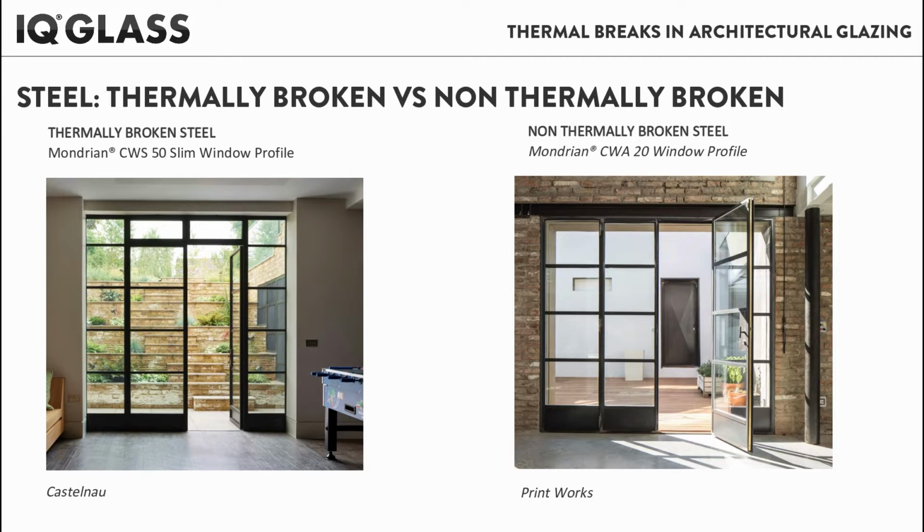This is a visual comparison of the two systems. On the left you can see the thermally broken steel solution using Mondrian profiles in a Belgium door configuration, and on the right is a very similar door configuration using a non-thermally broken solution. You can see that the visual design is almost identical.